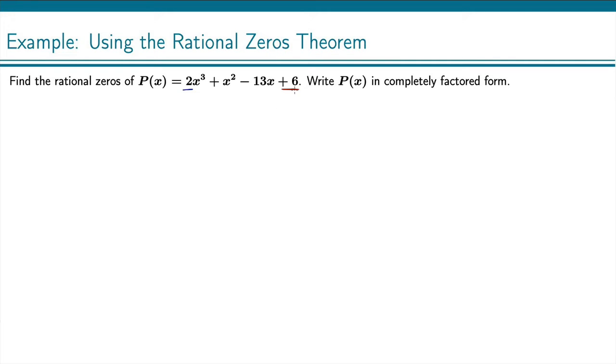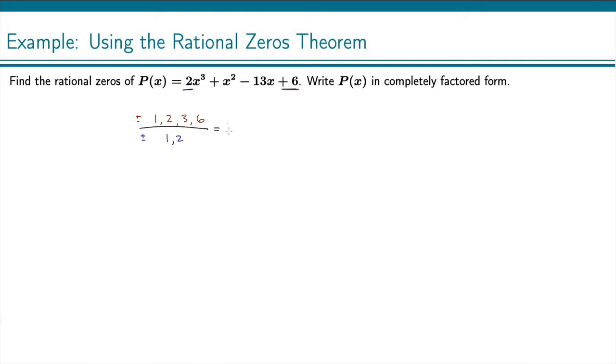So the integer factors of 6 are 1, 2, 3, and 6, and it's also the negatives of those. And I like to just write my list and then do a plus or minus out in front. Okay? And then we divide these by the integer factors of 2, which are just 1 and 2. And again, it's plus or minus. And then we just go through and divide these and find our possibilities.